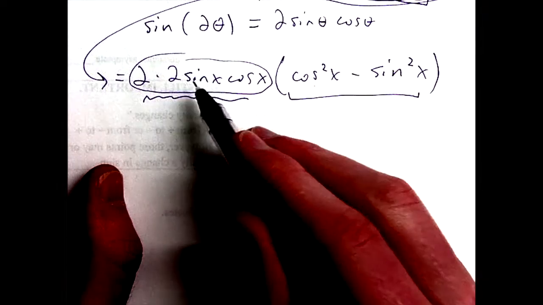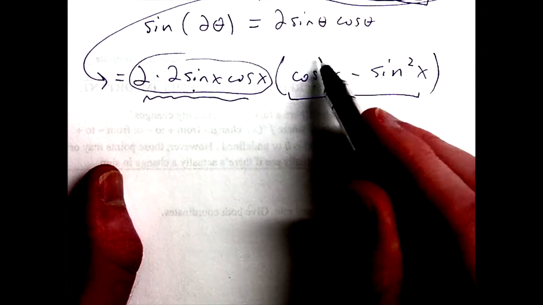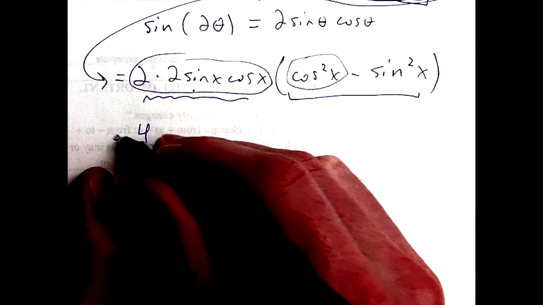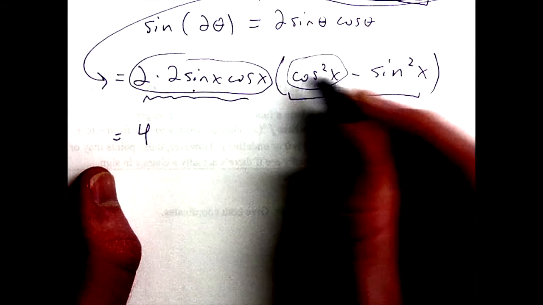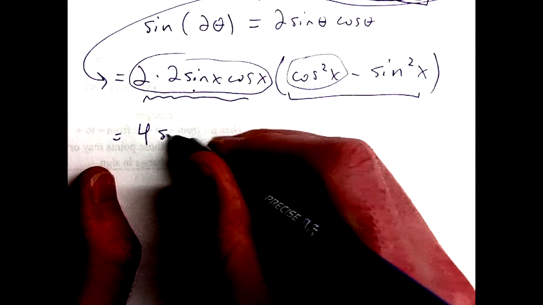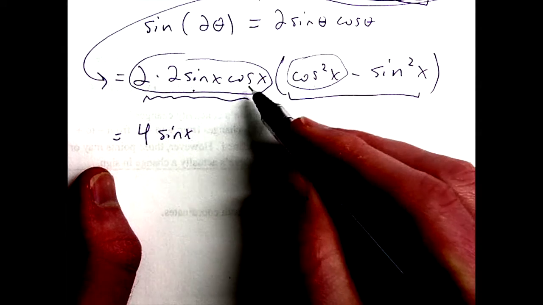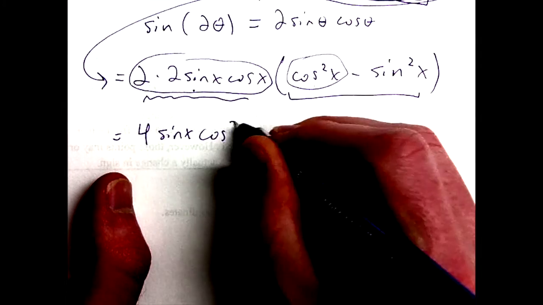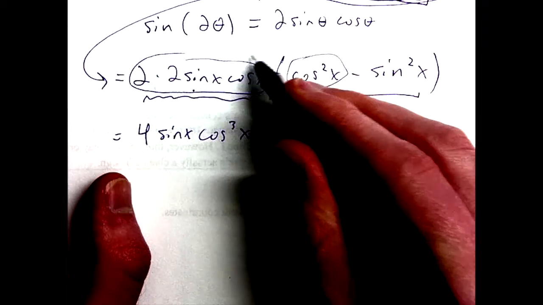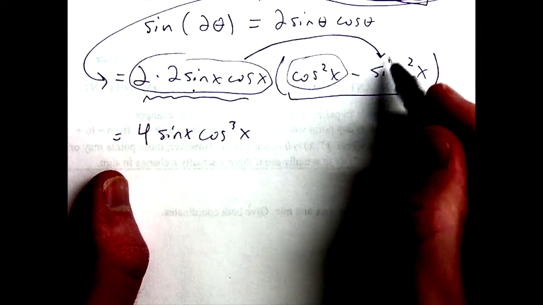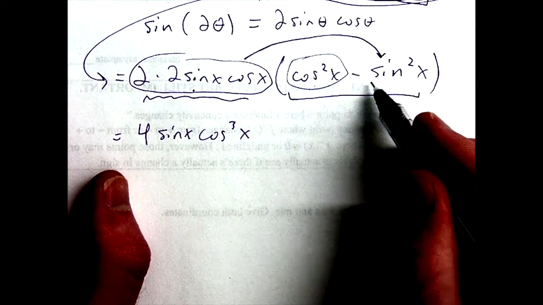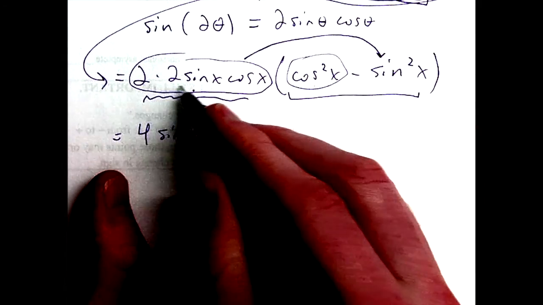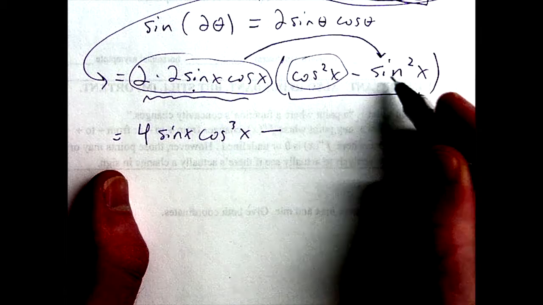So let's do this. 4 sine x cosine x times cosine squared x is going to be what? It's going to be 4. How many copies of sine do I have? Just the 1. But then because I have cosine x times cosine squared x, that's going to be cosine to the 3rd x. And then distributing this term to the second guy, well, it's going to be minus because of this minus. So minus, let's see, it's basically 4 sine x cosine x times sine squared x.